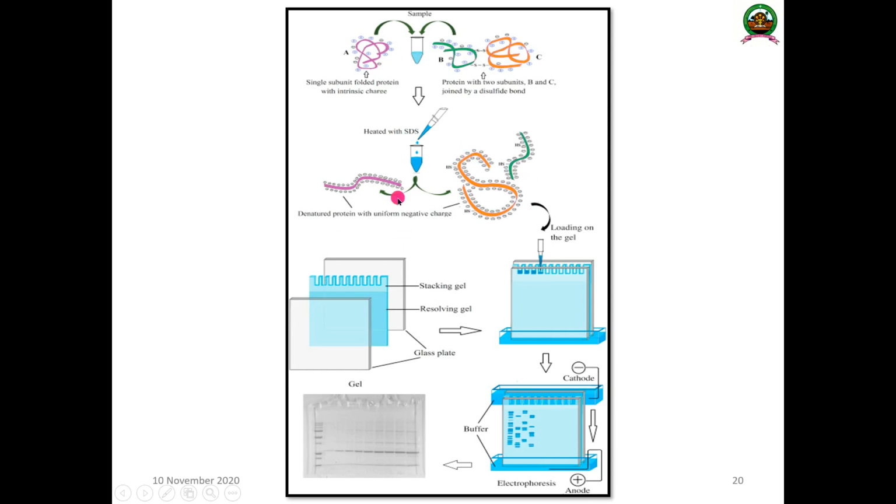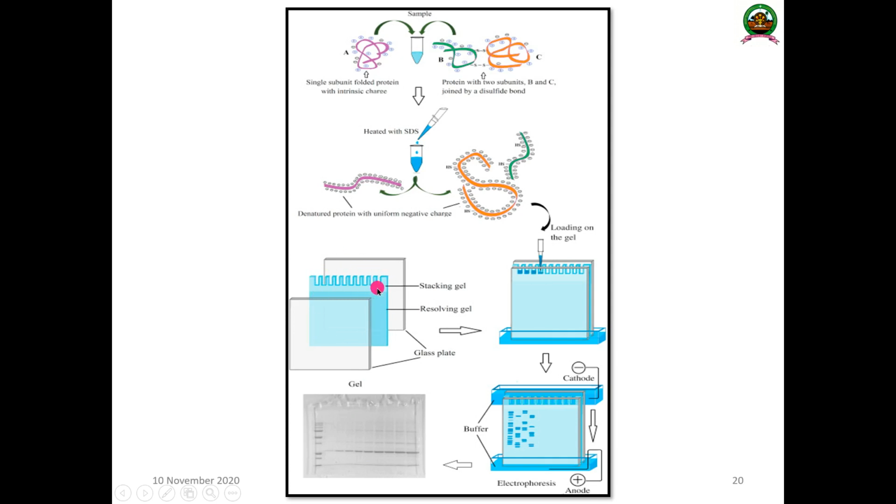Then this sample, using a micropipette, you load into the gel. Before that, you need to prepare two glass plates. There is a separate electrophoresis apparatus. This is a thick glass plate. There you can prepare a tray, and mix the required percentage of acrylamide and bisacrylamide to make the gel.